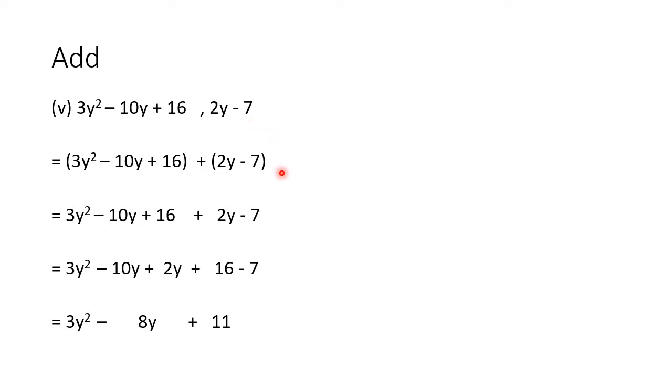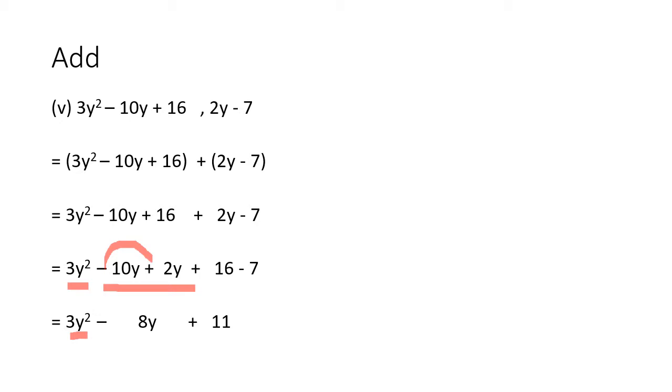So I have put it in a bracket and then removed the bracket. Then rearrange the like terms together. So 3y square is not having any pair with it, if you see. So it lies alone. Minus 10y can be written with plus 2y. Plus 16 and minus 7 can be written together. And now when we solve this, 3y square is alone, which comes here. This is together. So minus into plus is going to be minus.